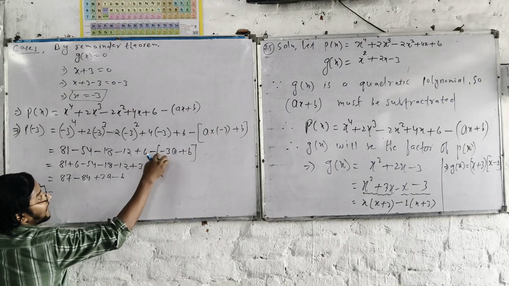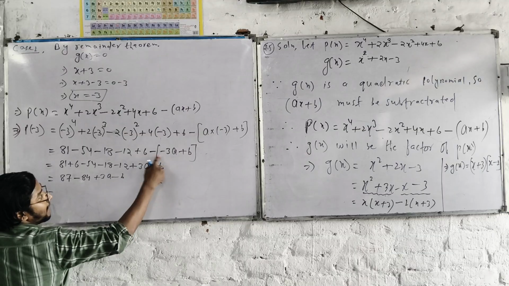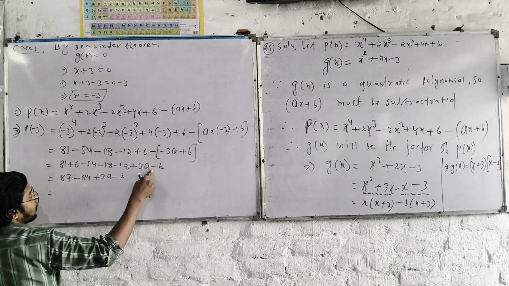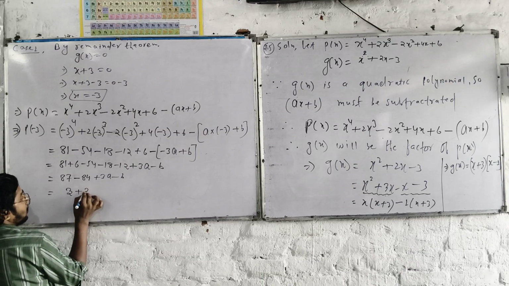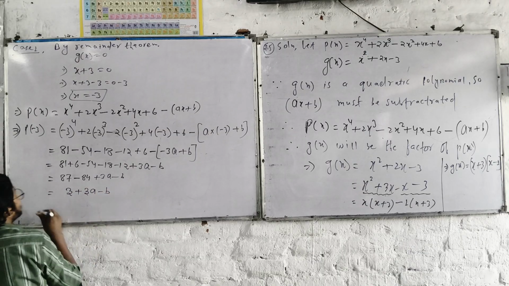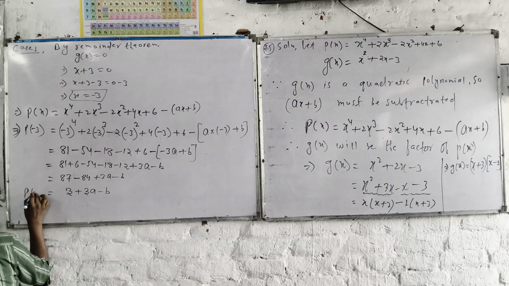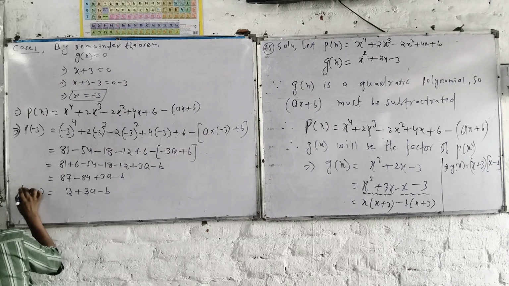We open the bracket here. Minus to minus will be plus. Minus multiply plus it will be minus. Tell me. 3 plus 3a minus b. So p(-3), what did we get?